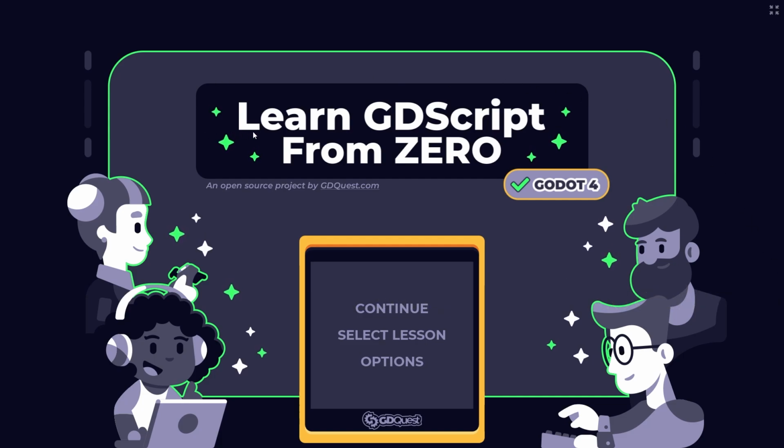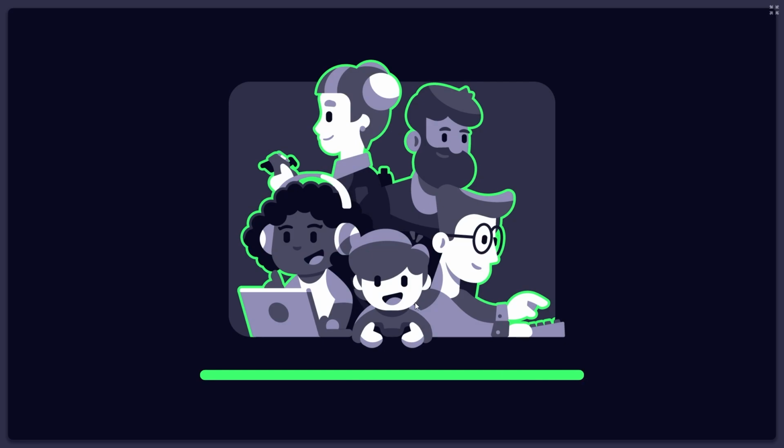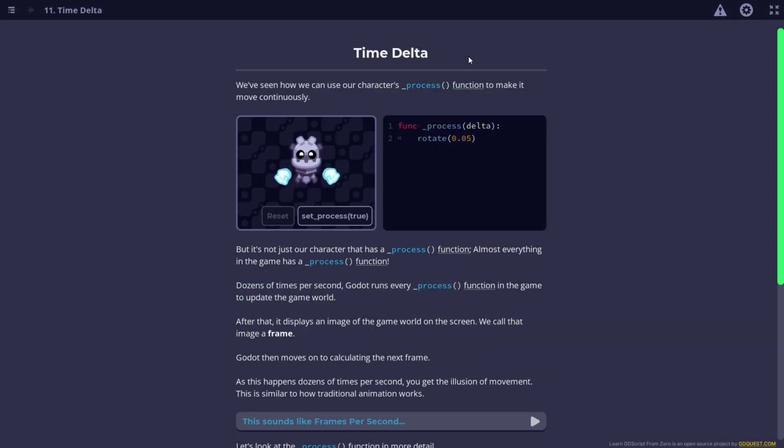So now we're back to learning GDScript from zero, and this is an open source project by GDQuest.com. All right, so let's continue where we left off over here at time delta. So we've seen how we can use our character's process function to make it move continuously. There it goes.